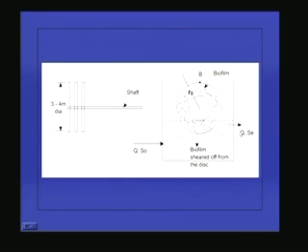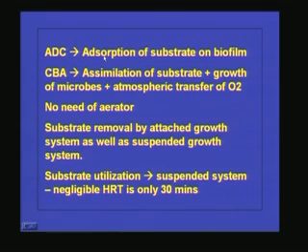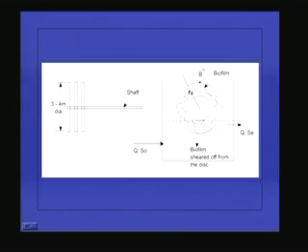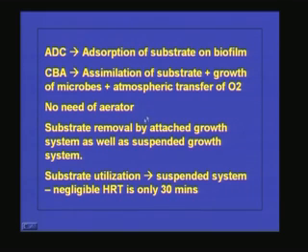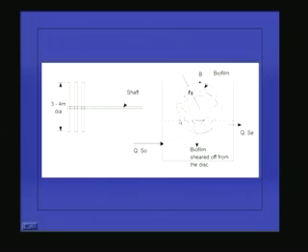Finally the treated effluent comes out as Q into SC, and B represents the biofilm. If you want to find out what is happening in the system, ADC is the adsorption of substrate on the biofilm. Which is the ADC portion? If you put B here, we can mark it like this, from here to here. The adsorption of the organic matter takes place in the biofilm because this portion is immersed in the wastewater. And CBA is the assimilation, this portion, CBA.